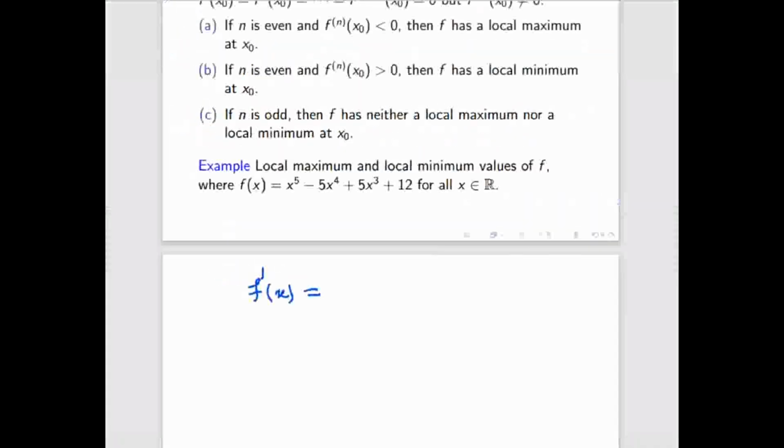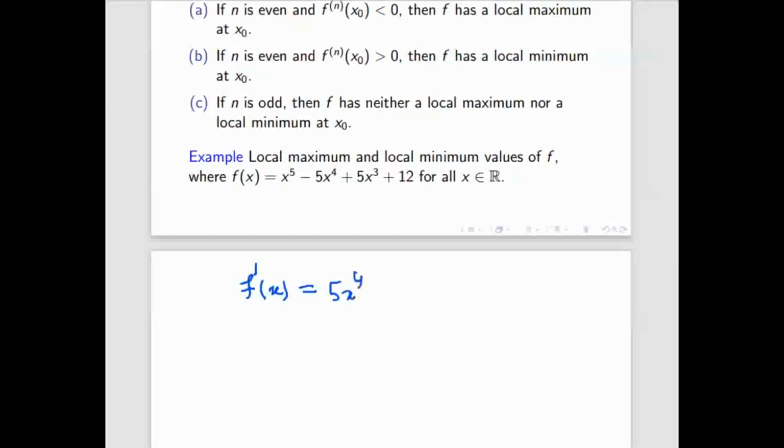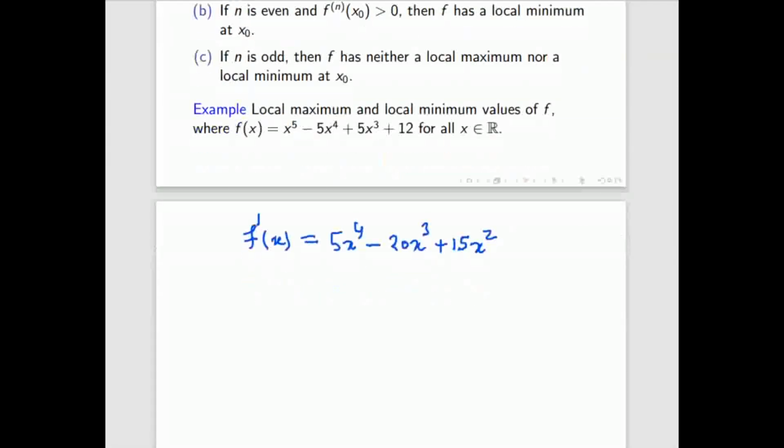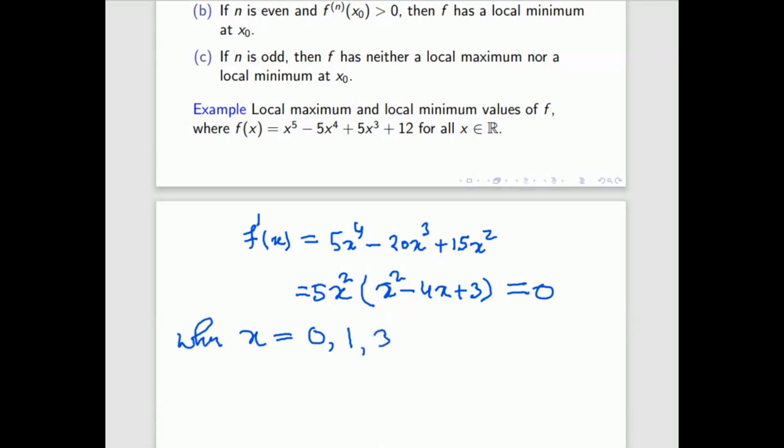The derivative is 5x^4 minus 20x^3 plus 15x^2. So from here x^2 is common, and 5 is also common. So we get x^2 minus 4x plus 3, giving roots 0, 1, 3. Yes, 0, 1 and 3, because the derivative is 0 when x equals these. So these 3 points can be maxima or minima.